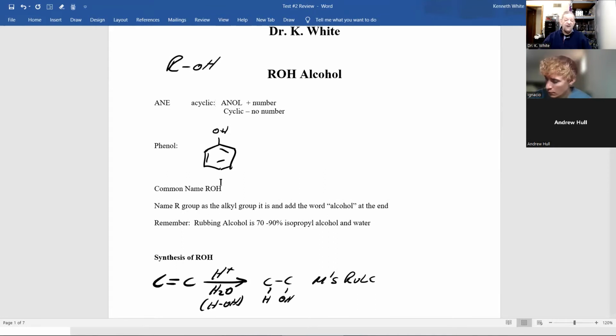Now, here I have the structure phenol. That's the common and the IUPAC name. Now, I taught you common names, and that's where you name the R group as the alkyl group that's attached to the hydroxyl group, and then add the word alcohol. Oh, remember, rubbing alcohol is 70 to 90% isopropyl alcohol and water. And what do we mean by that? Common name.